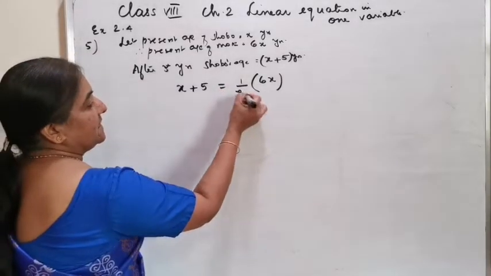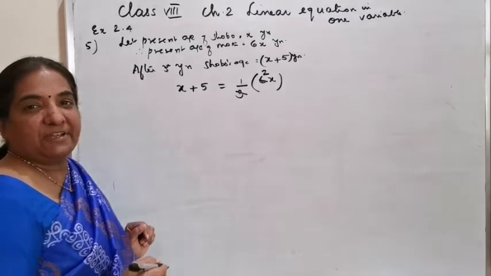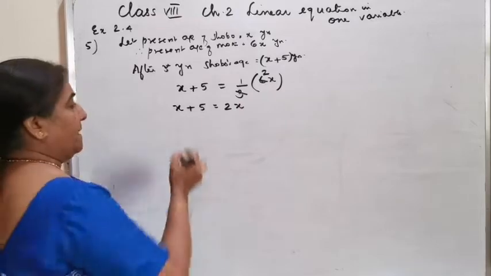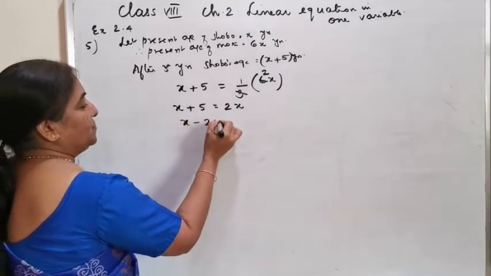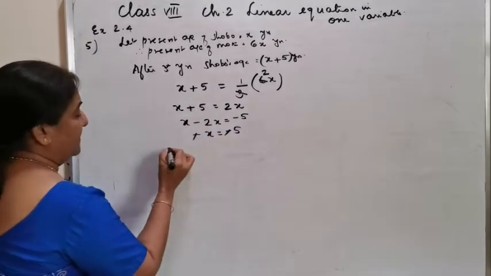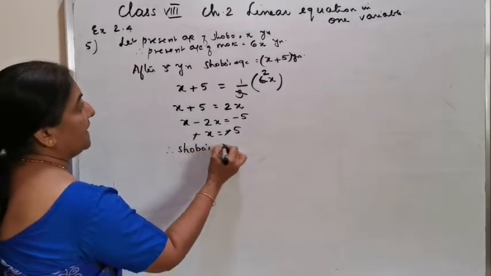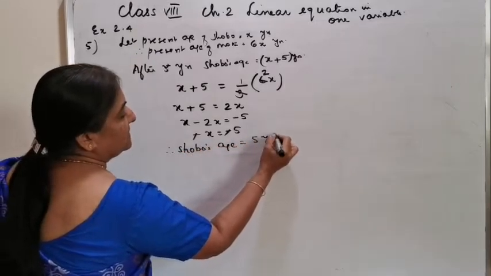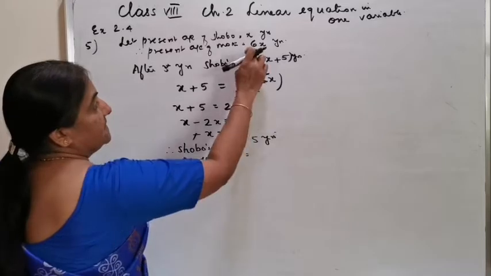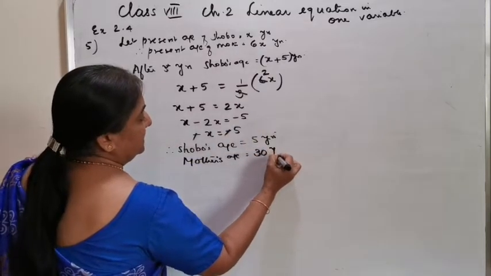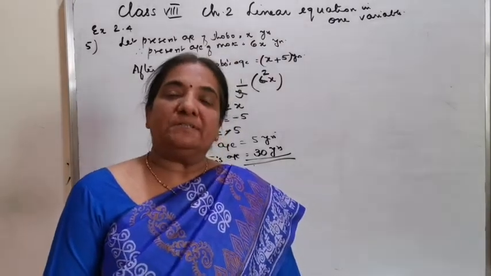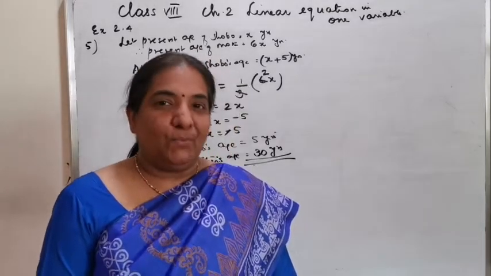Now, since 3 can be cancelled in 6, you can simplify there itself, or x plus 5 is equal to 2x. Now, x minus 2x is equal to minus 5, or minus x is equal to minus 5. Therefore, what is Shobo's age? It's 5 years, current age. And what will be the mother's age? Mother's age is 6 into 5. That is 30 years. So, reading of the question is very important for linear equations in one variable.